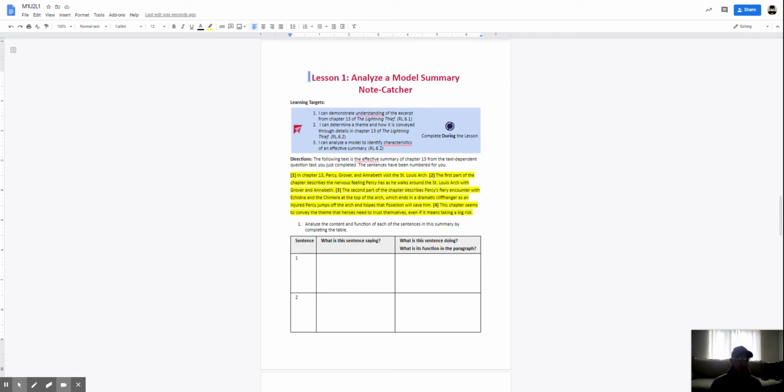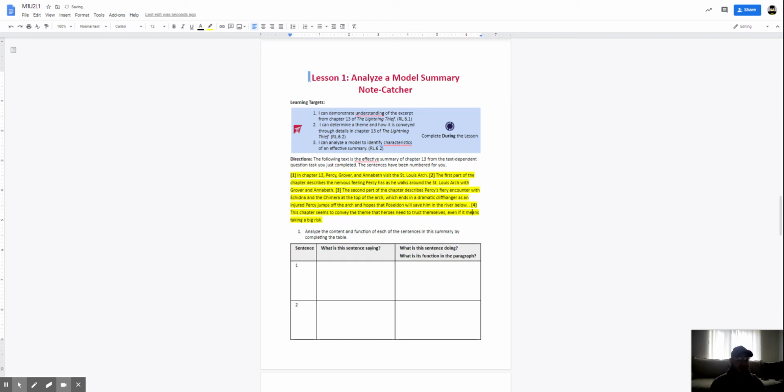The second sentence says, the very first part of the chapter describes a nervous feeling that Percy gets as he walks around the St. Louis Arch with Grover and Annabeth. The second part of the chapter describes Percy's fiery encounter with Echidna and the Chimera at the top of the arch that ends in a dramatic cliffhanger as the injured Percy jumps off the arch and hopes that Poseidon will save him in the river below. It doesn't say in the river below, but it should. So let me fix that. In the river below. This chapter seems to convey the theme that heroes need to trust themselves even if it means taking a big risk.